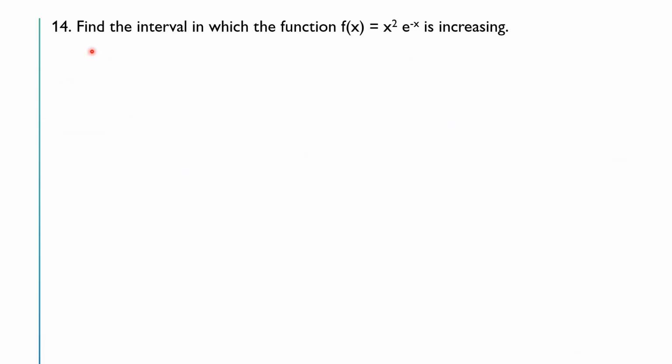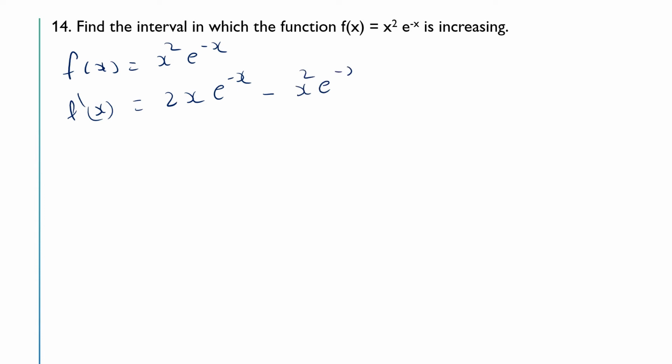Next question: find the interval in which the function f of x equals x square into e raised to minus x is increasing. Here we have to find the interval in which this function is increasing. So f of x is equal to x square into e raised to minus x. First let us find f dash of x. It is 2x into e raised to minus x, minus x square into e raised to minus x. So x into e raised to minus x is common. We can take it outside, into 2 minus x.